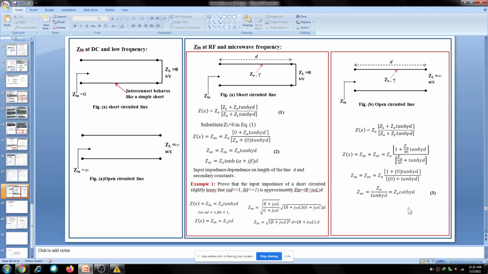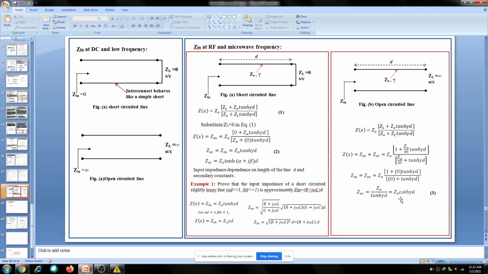This is for a lossy line. Lossy line means alpha is not equal to 0. Alpha may be small but not equal to 0; it is called a lossy line. If a short circuit is there, the input impedance equation simplifies to this. If an open circuit is there, that equation simplifies to this. We will be using this in the next application, so you should keep it in mind.